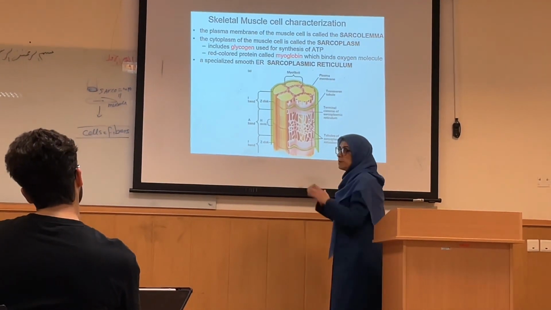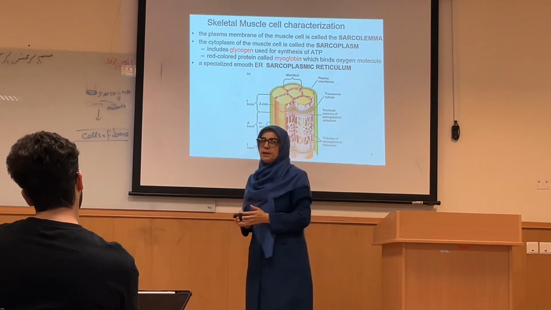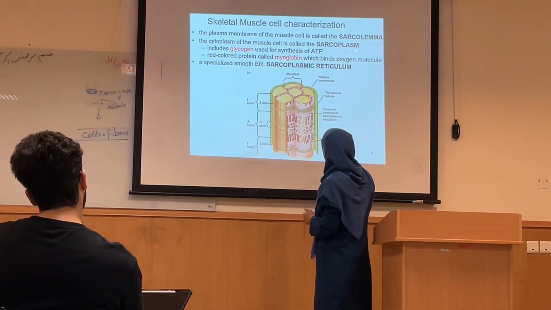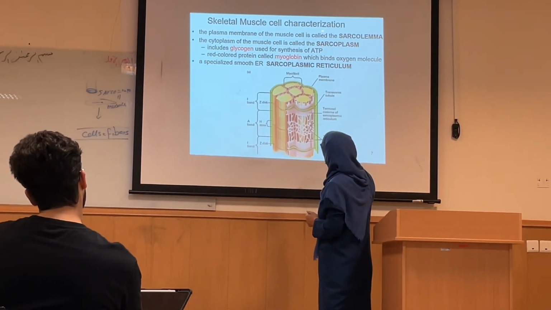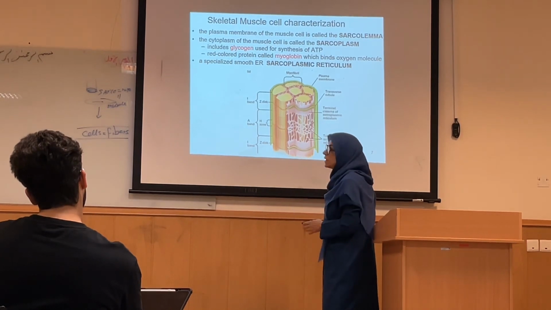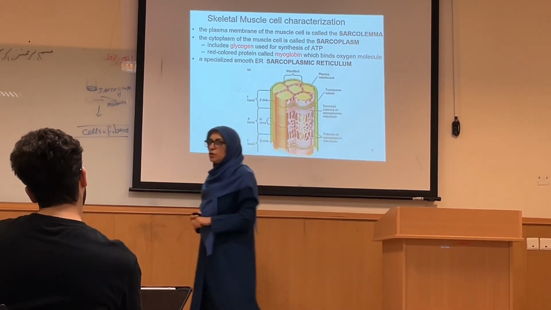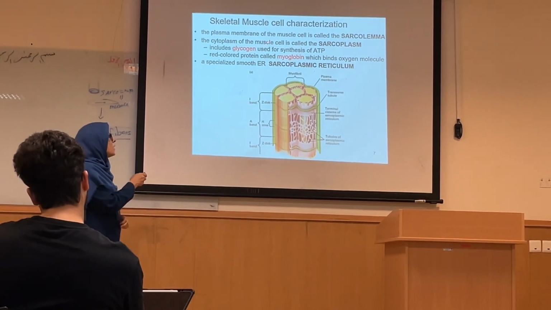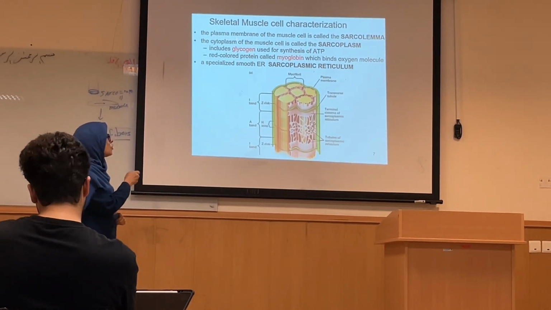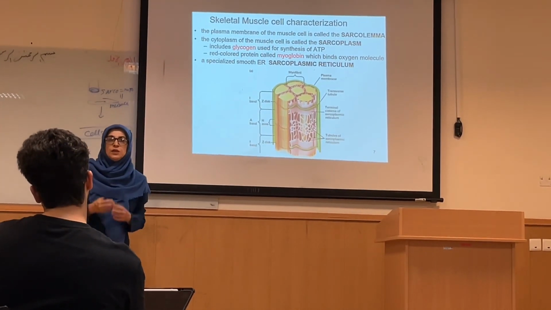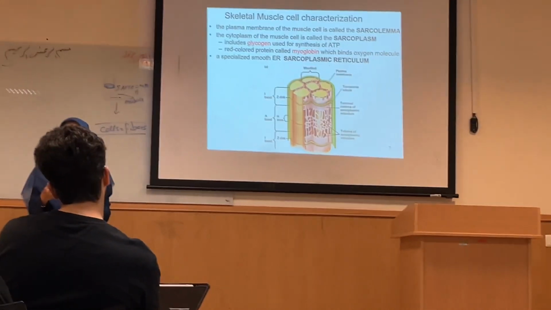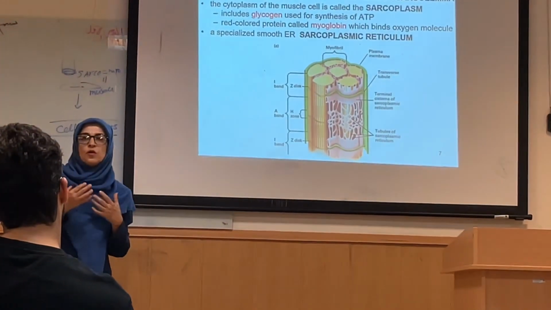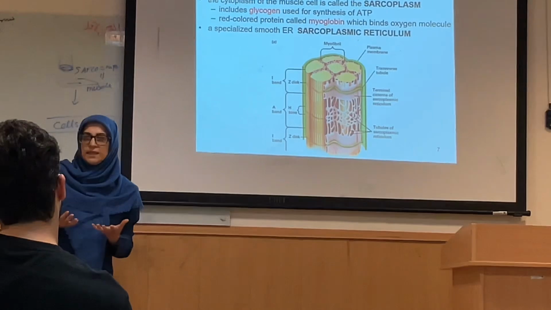Sarcolemma means the membrane of the muscle. Sarcoplasm is the plasma or cytoplasm of the muscle cell. This cytoplasm has two main specific contents, glycogen, which is stored in the muscle cells and which they can use for ATP synthesis.